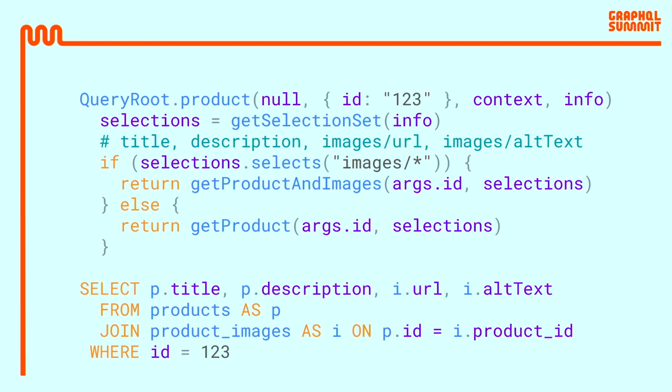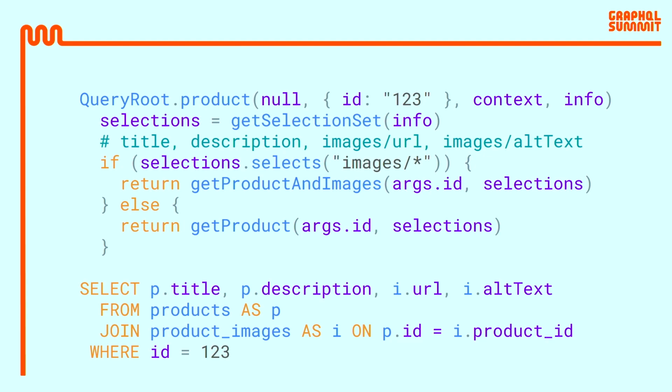So we could have a helper like get selection set. That's going to give us an array that says you've asked for the title and the description and the image's URL and the image's alt text. Then we can have a little bit more logic in our resolver function that says I'm going to be a bit smarter about how I get my data. If I know I'm asking for images, I can say get me my product and images at the same time with one round trip to the database.